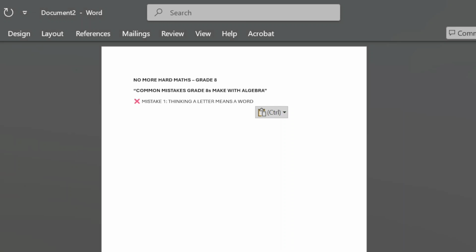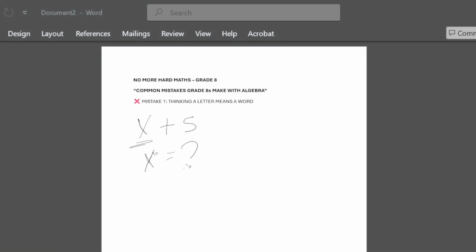Mistake number one is thinking a letter means a word, right? So we have x plus 5. One common mistake is thinking that the letter means a word, like X means apples. In algebra, a letter simply represents a number we don't know yet. X is not a word, it's a number, right? It's a number that we do not know yet. It's a question mark, it's an unknown number.